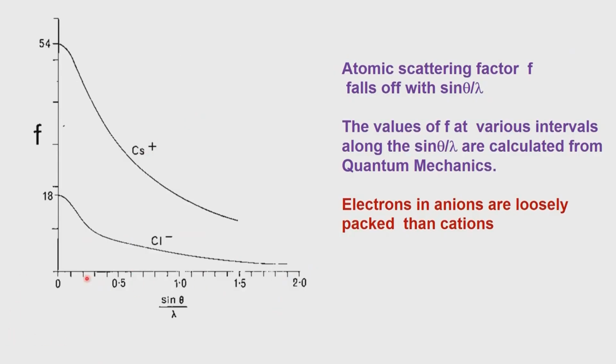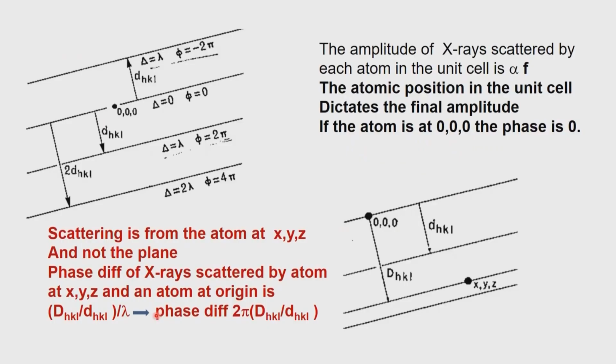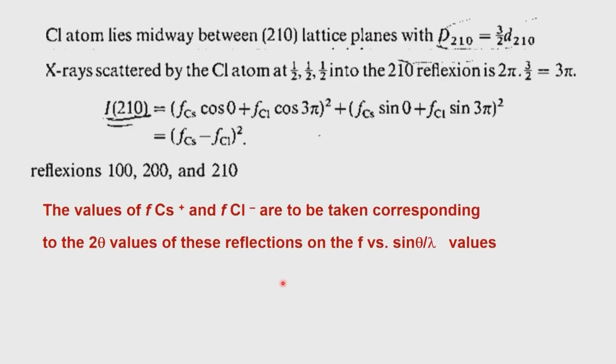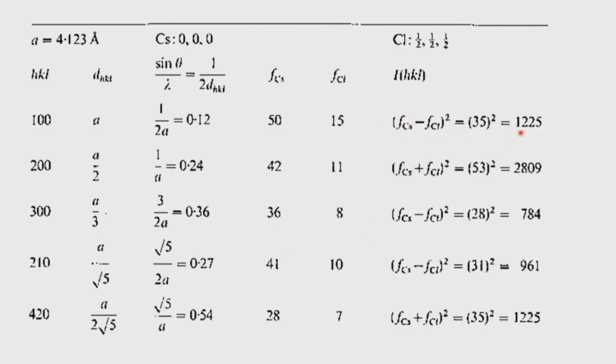Here you take the value of 0.12 somewhere here. You will now have to read the chlorine contribution and the cesium contribution at 0.12. Now, the 0.12 values are in fact given in this table. The table gives you the values such that the value of f of Cs is 50, not 54. For chlorine it is not 18, it is 15.